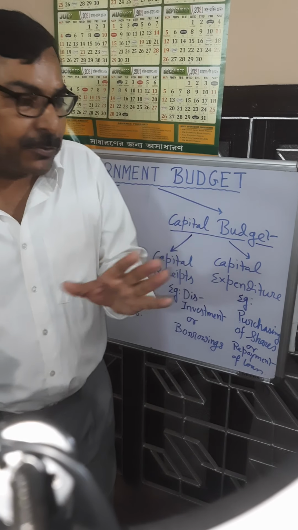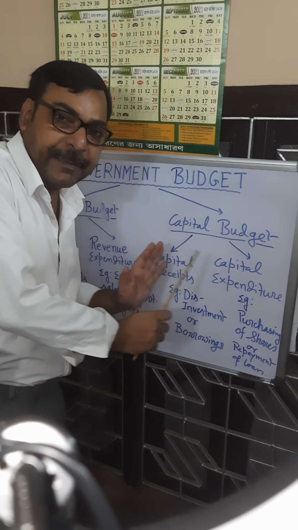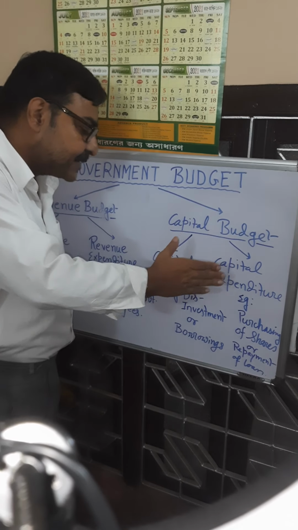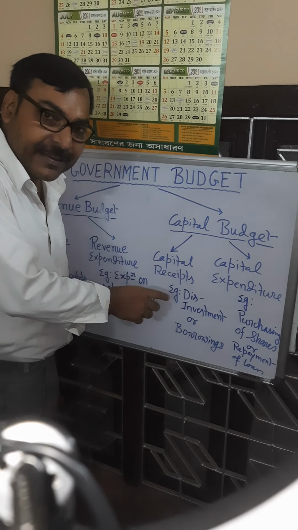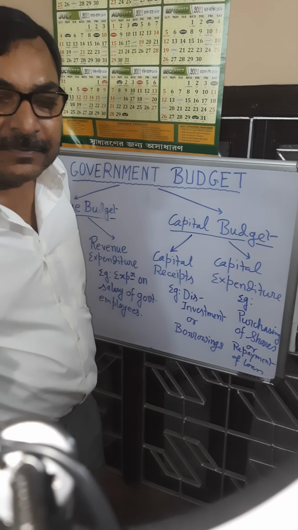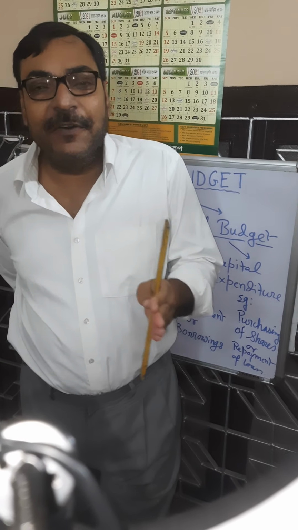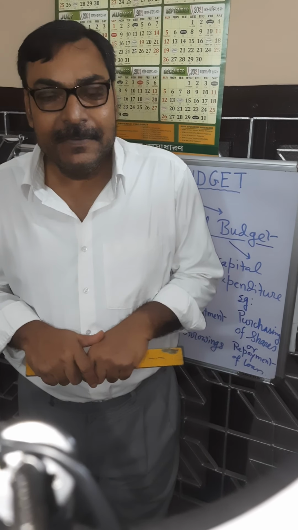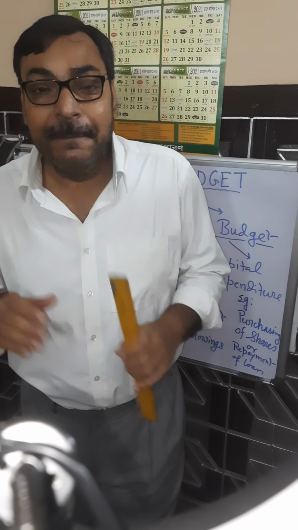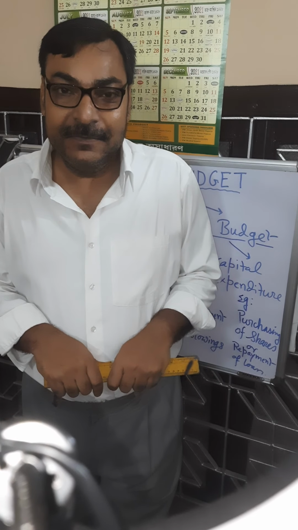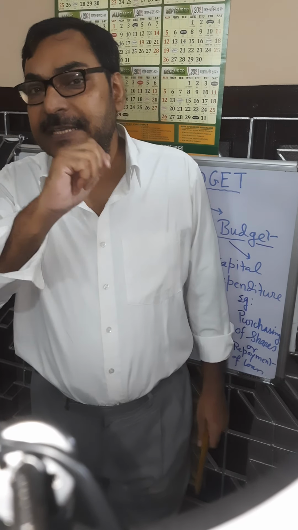Similarly, when we are talking about the capital account, the capital budget must have two parts: one for capital receipts, another for capital expenditure. Now the important thing is, how will we classify the receipts into revenue receipts and capital receipts, and how will we classify the expenditures into revenue expenditure and capital expenditure. We will start with an example.